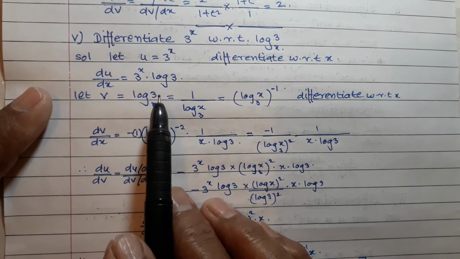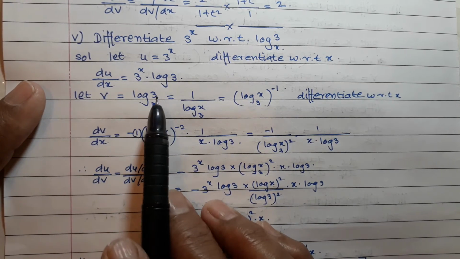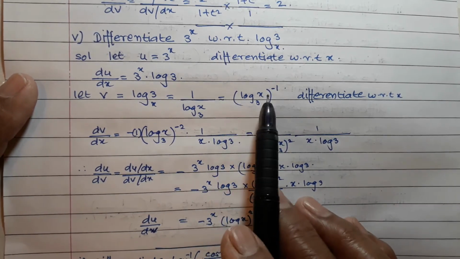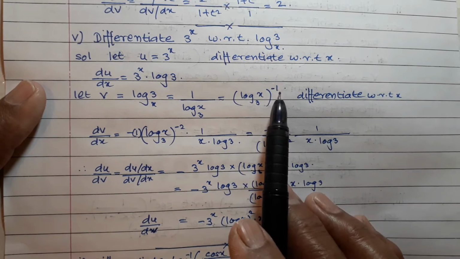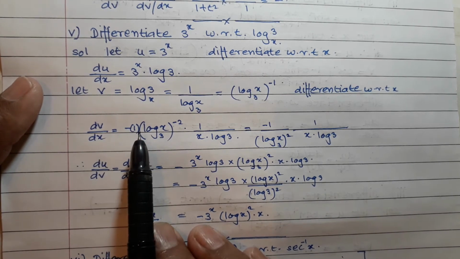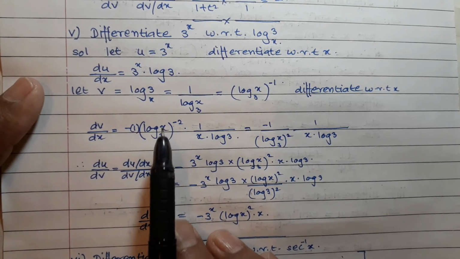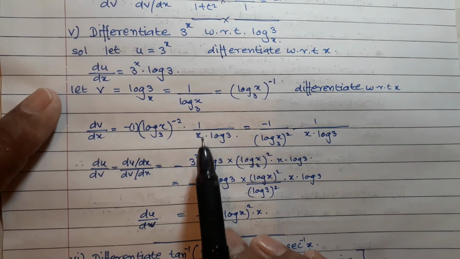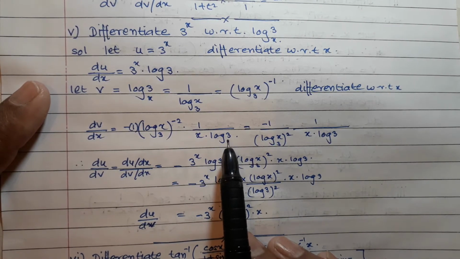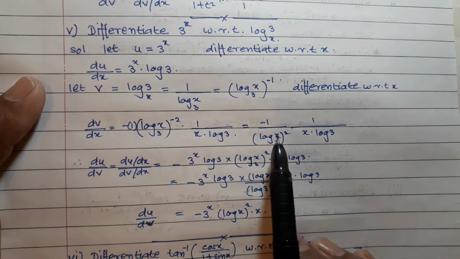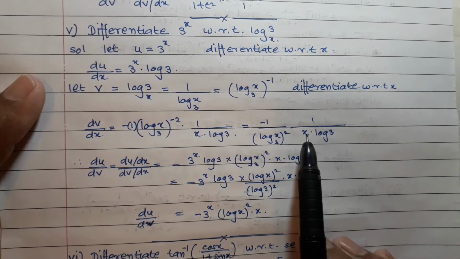Let v is equal to log x to the base 3, so that is equal to 1 upon log 3 to the base x, so it is equal to log 3 to the base x raised to minus 1. Differentiate with respect to x. dv/dx is equal to minus 1 into log 3 to the base x raised to minus 2, into 1 upon x log 3, and this is equal to minus 1 upon log 3 to the base x whole square, into 1 upon x log 3.